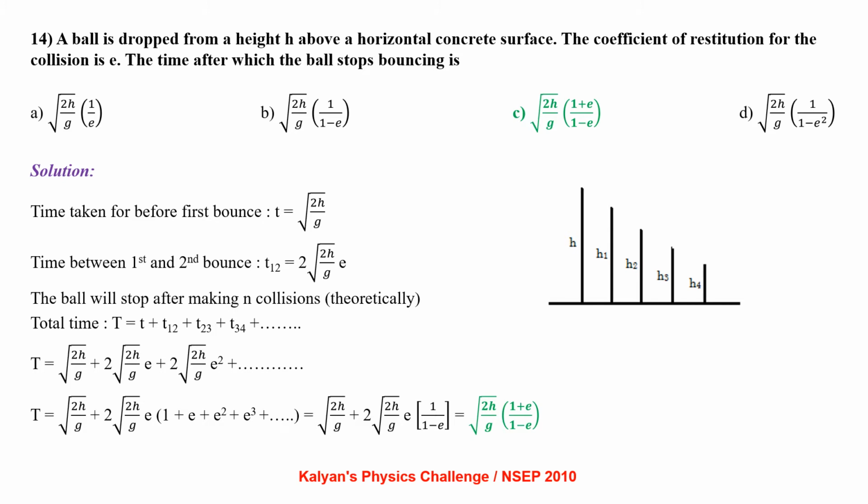The ball will stop after making n collisions theoretically. So the total time equal to t1 plus t2 plus so on tn. So it is t equal to root 2h by g plus 2 root 2h by g into E plus 2 root 2h by g into E square, so on. Now simplifying this, we get the time taken for the complete stopping of the ball to be root 2h by g times (1 plus E) by (1 minus E).